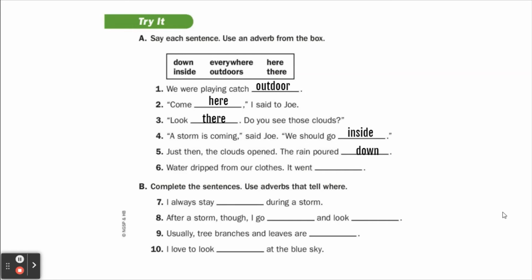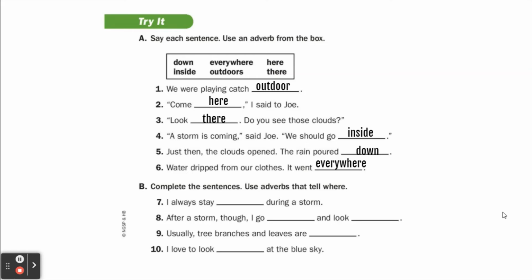And 6. Water dripped from our clothes. It went blank. Where did it go? Yeah, very good. Everywhere. So let's read it. Water dripped from our clothes. It went everywhere. Okay, so now remember that you're going to pause the video to complete sentences. And this time I do want you to write them down and also to say them orally, okay? I always stay blank during a storm. After a storm, though, I go blank and look blank.